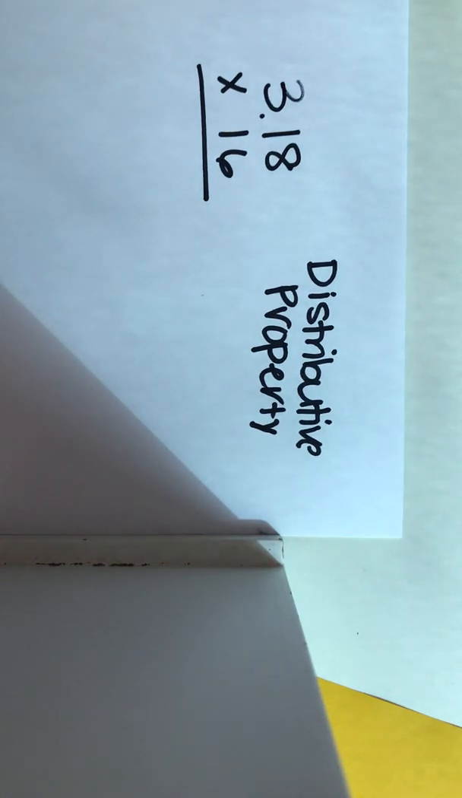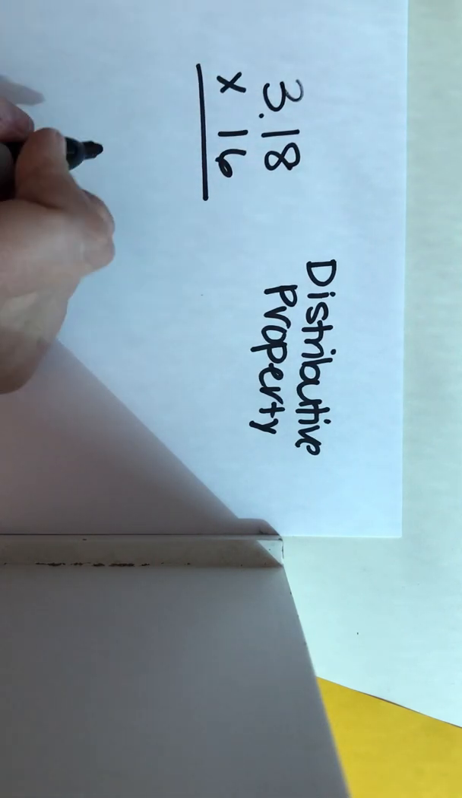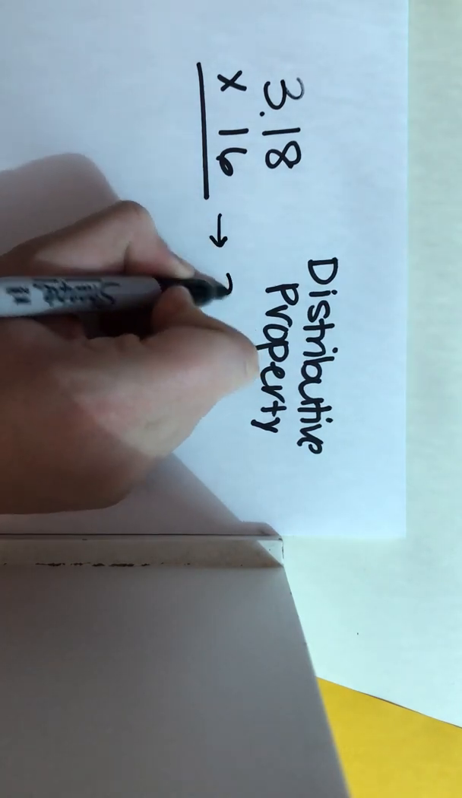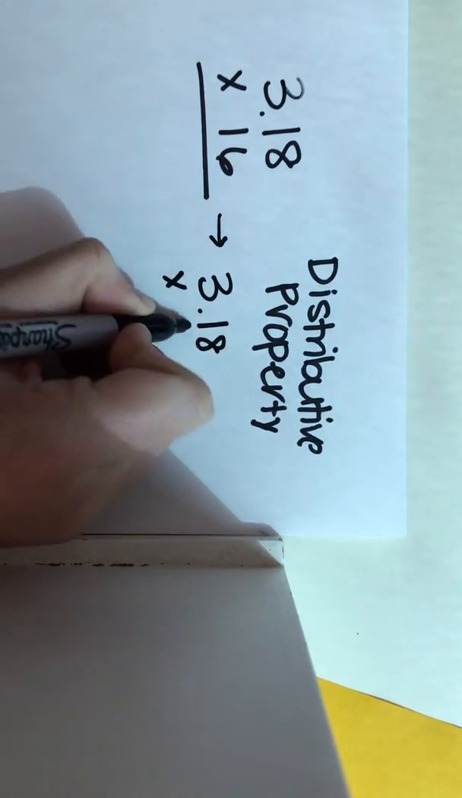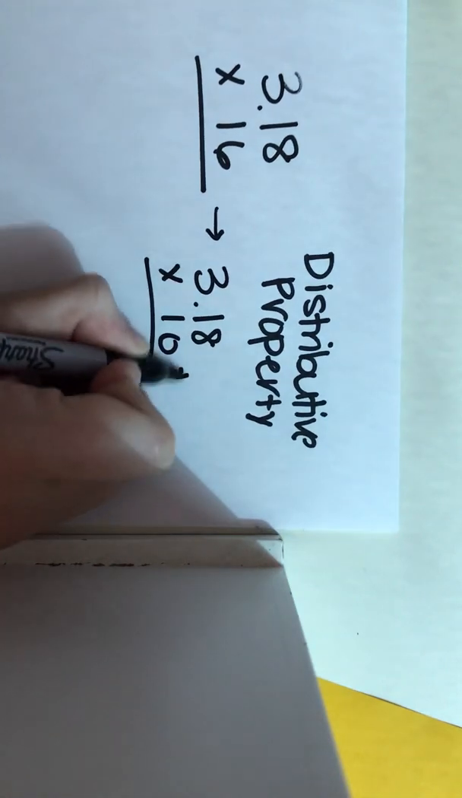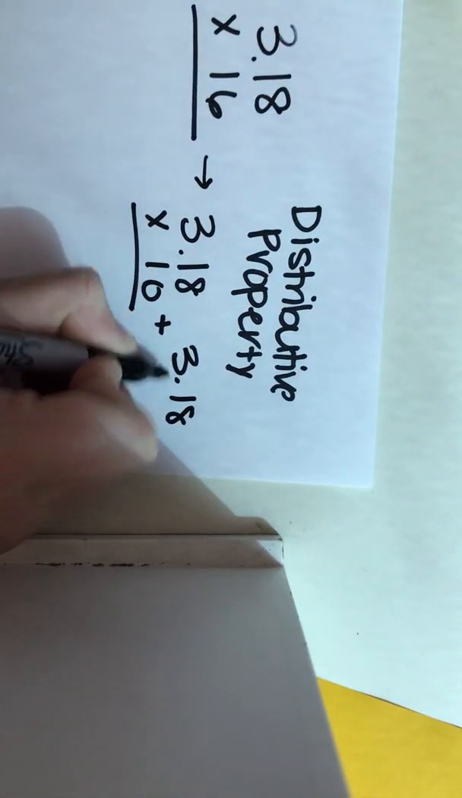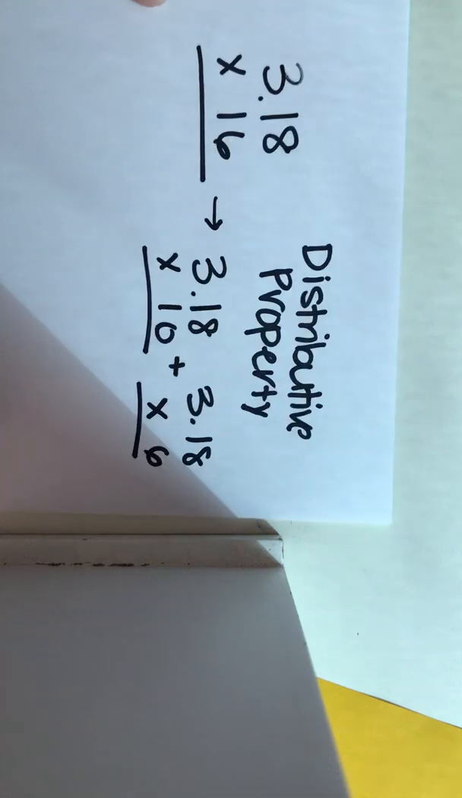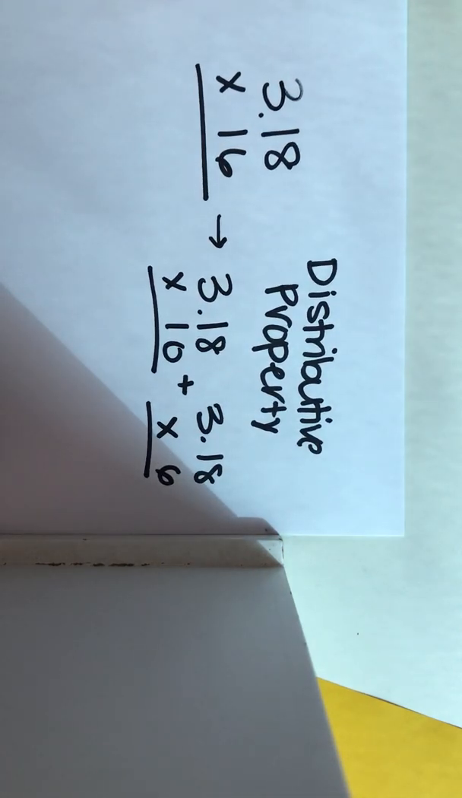Hello, so another strategy that we use to make multiplication a little bit more manageable is we look at this using the distributive property. So I will show you how the kids are supposed to set that up and then how to solve that. So we look at 3 and 18 hundredths times 16 and we break that up into 3 and 18 hundredths times 10 plus 3 and 18 hundredths times 6, and then we add those two products together.